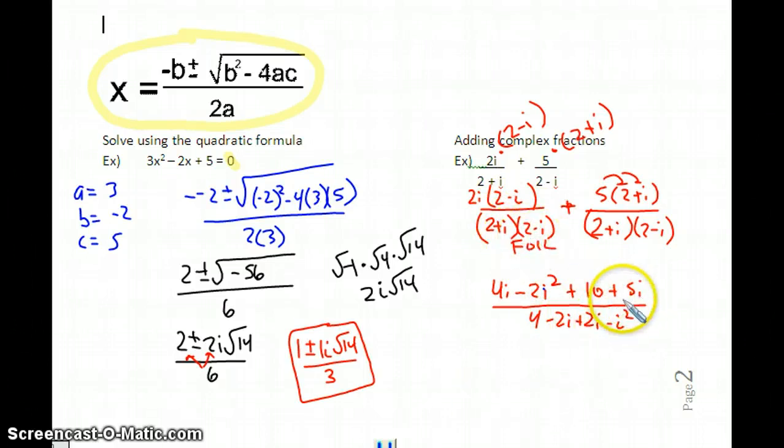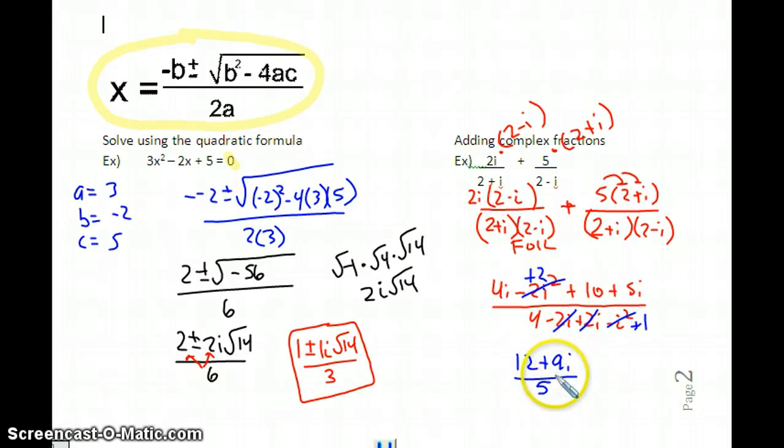Right away I noticed a couple of i squareds. A negative 2i squared would be a positive 2. A negative i squared would be a positive 1. So when we go to combine our like terms, 2 plus 10 is 12. 4i plus 5i is 9i. Down here, the i's will cancel each other out, and 4 plus 1 is 5.